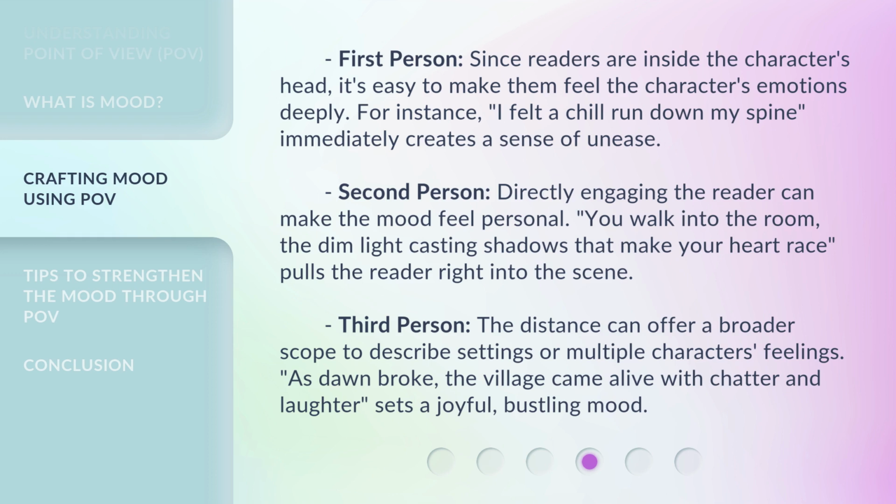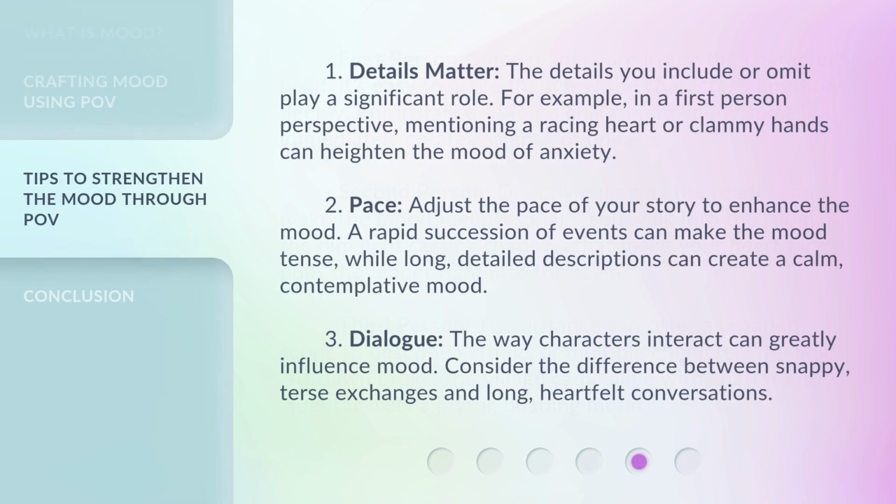Third person. The distance can offer a broader scope to describe settings or multiple characters' feelings. "As dawn broke, the village came alive with chatter and laughter," sets a joyful, bustling mood. 1. Details matter. The details you include or omit play a significant role. For example, in a first-person perspective, mentioning a racing heart or clammy hands can heighten the mood of anxiety.